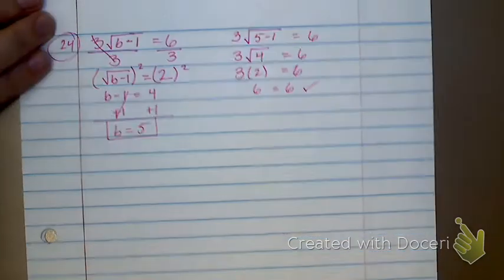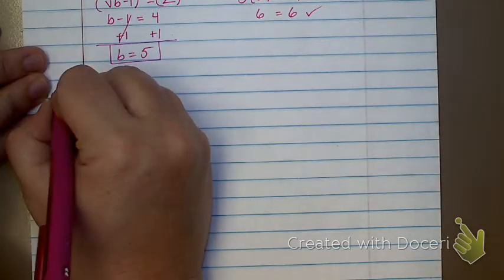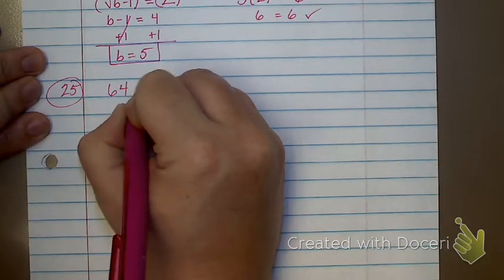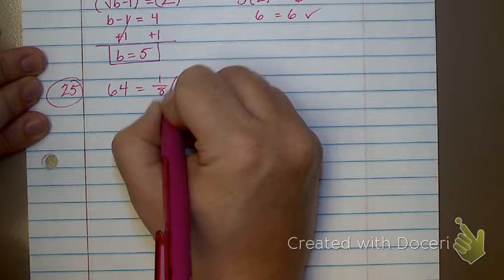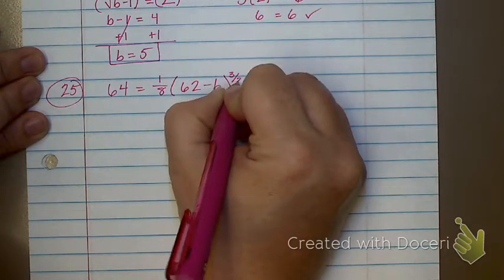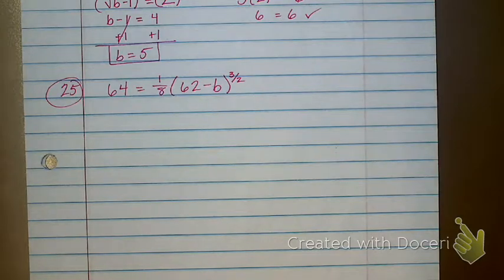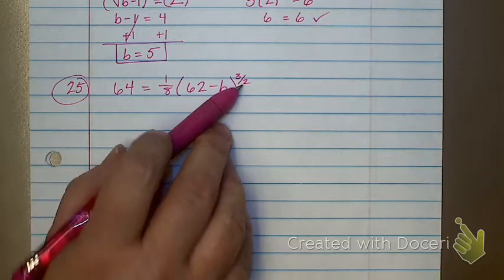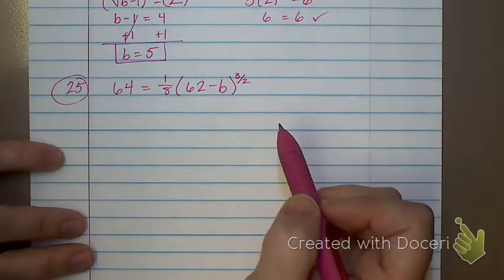All right, let's get into the exponent ones. 25. 64 equals 1/8 times (62 minus b) to the 3/2 power. Am I going to need to check my answer on this one? Yes. How can I tell if the index is even when I have an exponent that's a fraction? If the denominator is even, then your index is even. So my denominator is even, I will have to check this.